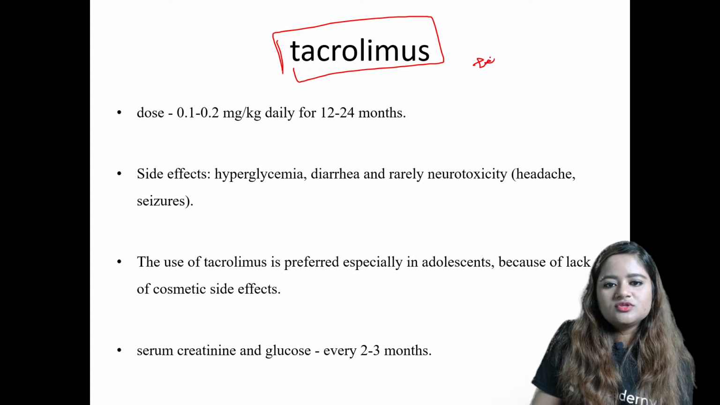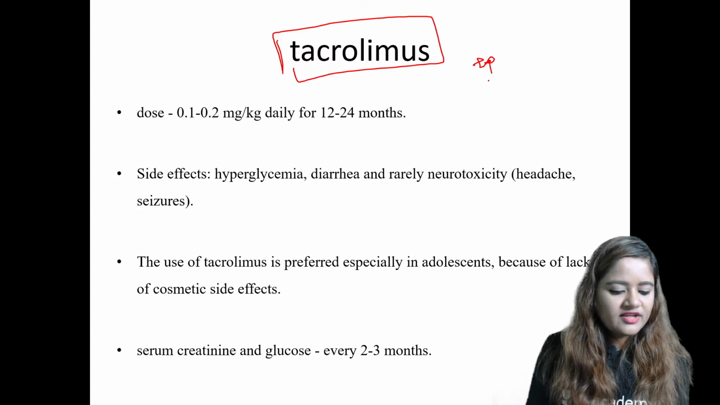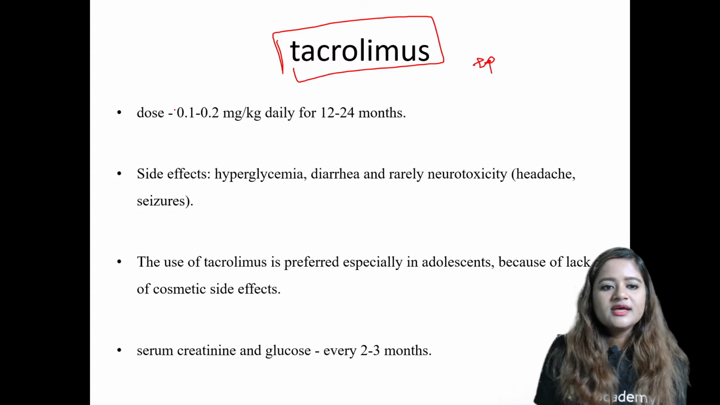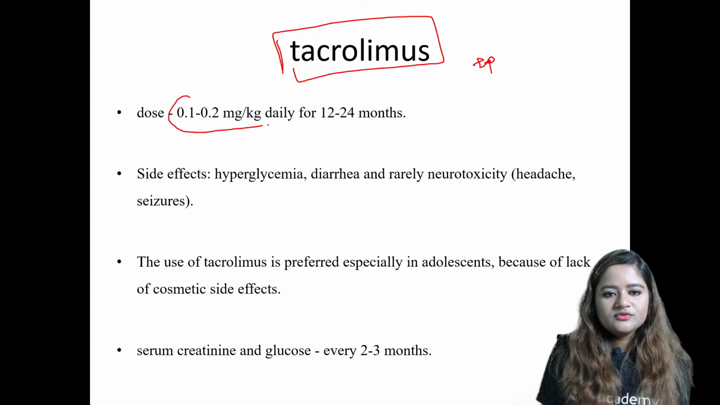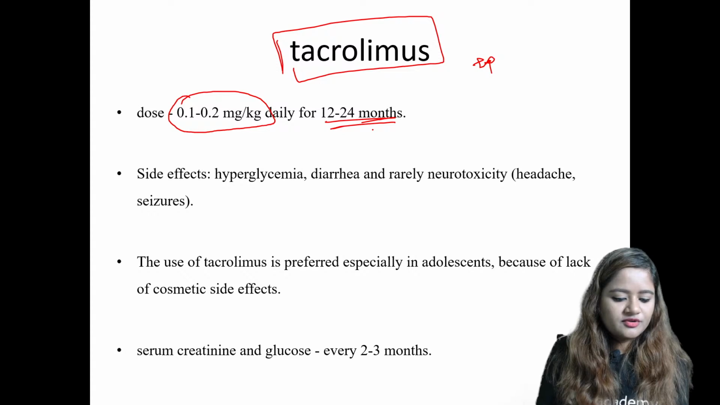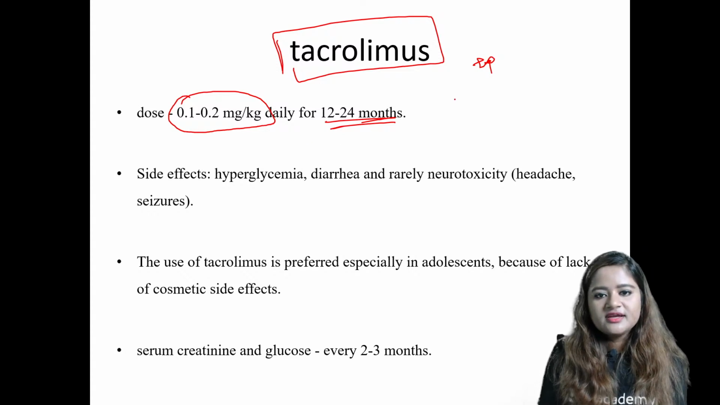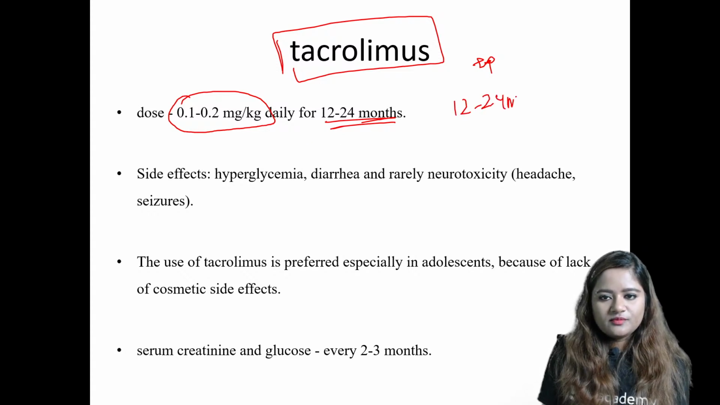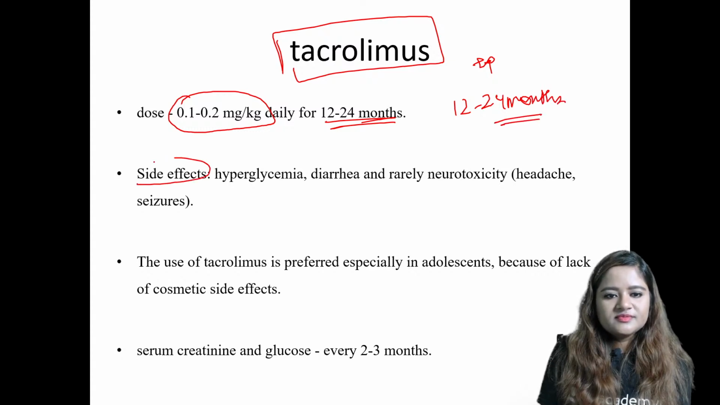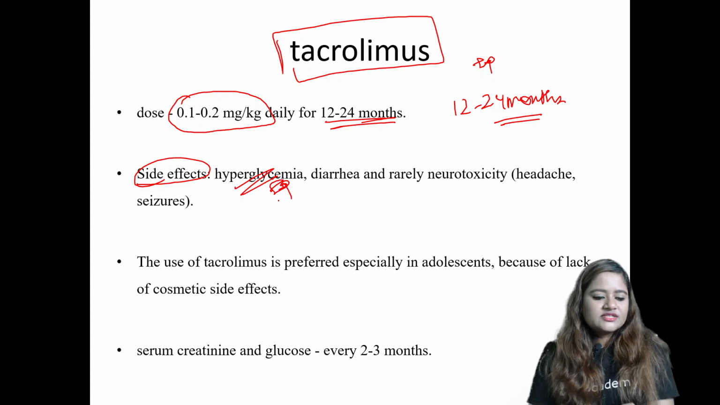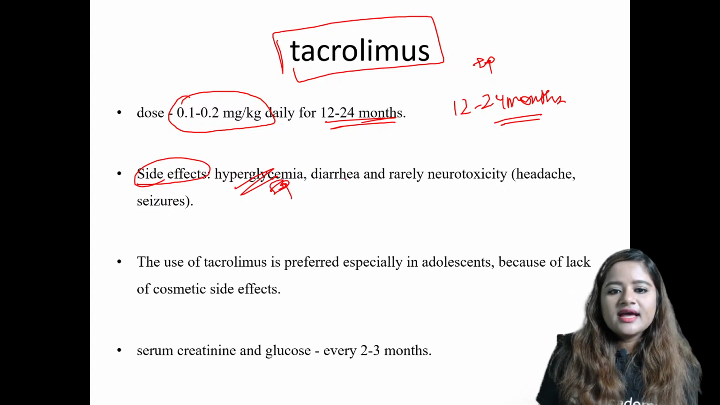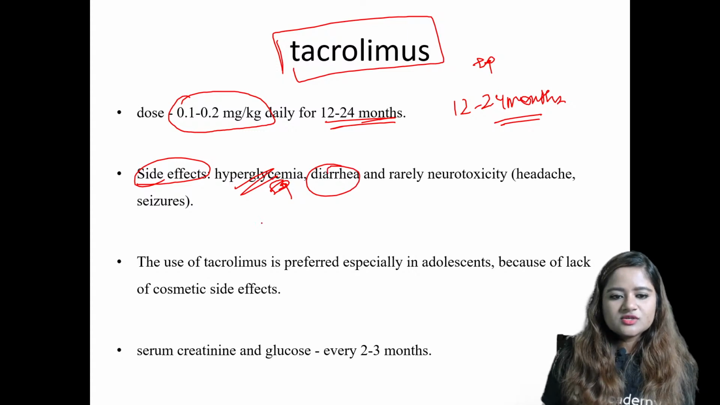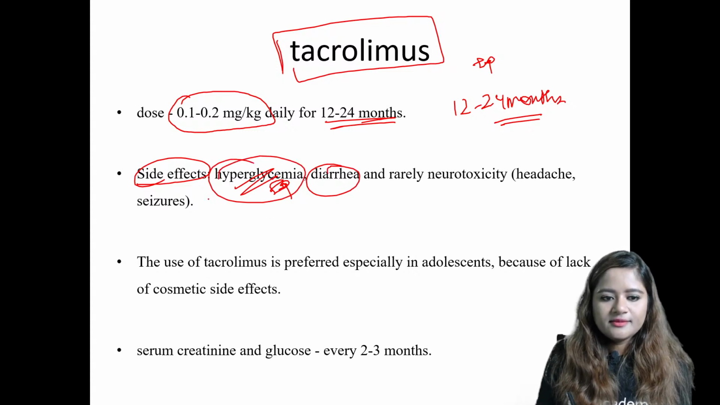This drug is also a second line drug which is available for the treatment of nephrotic syndrome. Its dose is 0.1 to 0.2 mg per kg. It can also be given for a prolonged duration, being on the safer side, at least for 12 to 24 months to see the response of the child. Side effects of tacrolimus, please remember, hyperglycemia. Tacrolimus causes hyperglycemia and it can also lead to diarrhea. That is all, but hyperglycemia is very very important.